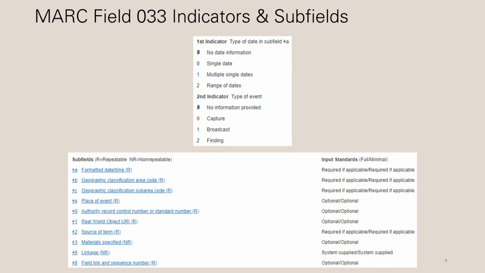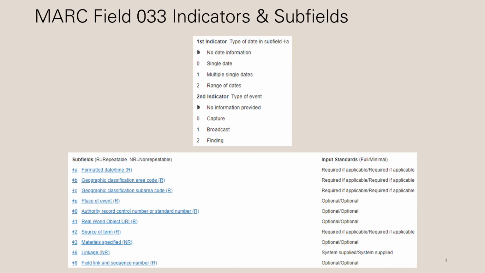Subfield 2 is for the source of term. It is repeatable and is required if applicable. Mark code that identifies the source of the term in subfield P when from a controlled list. See subject heading and term source codes. Subfield 3 is for the material specified. It is not repeatable and is optional. Please consult OCLC's Bibliographic Formats and Standards, BFAS, for more information.